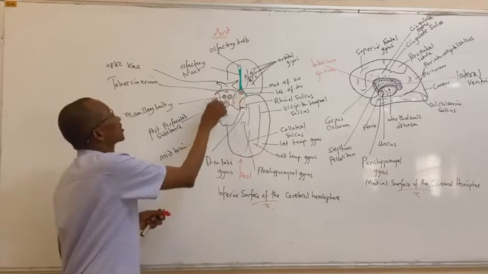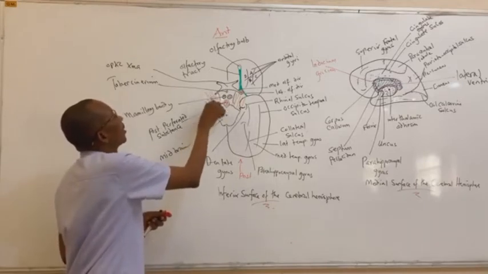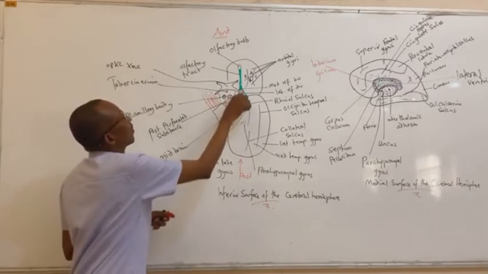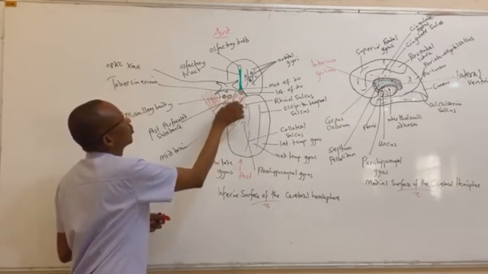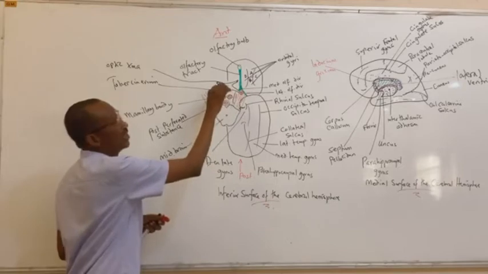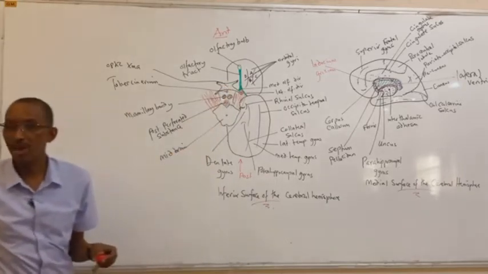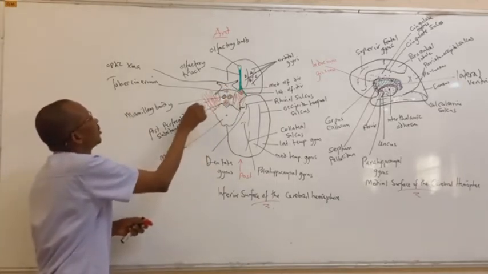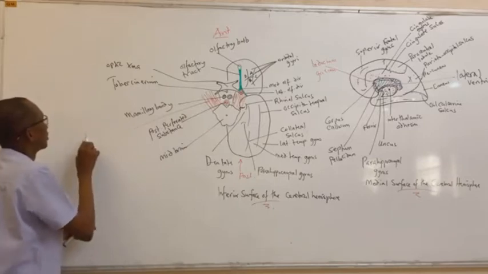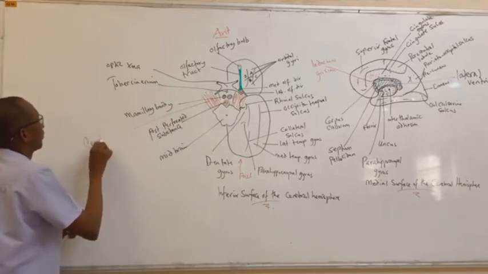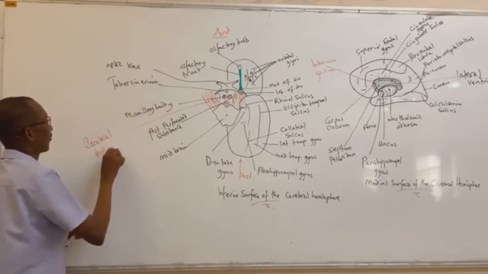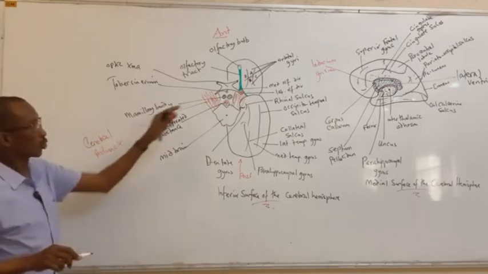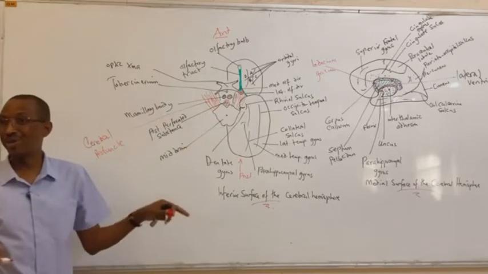So these fibers now form a fossa here. And this fossa in between these two is what we call the interpeduncular fossa. Each of these is called a cerebral peduncle. Cerebral what? Cerebral peduncle. The two together are called cerebral peduncles.